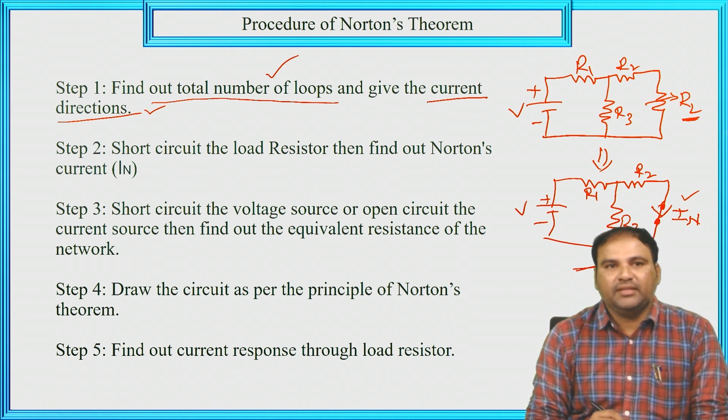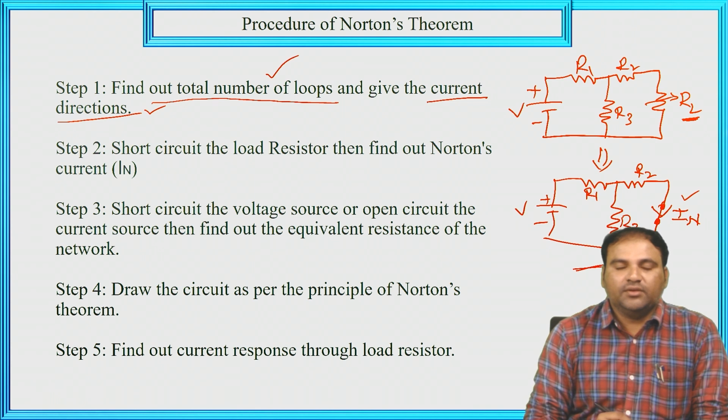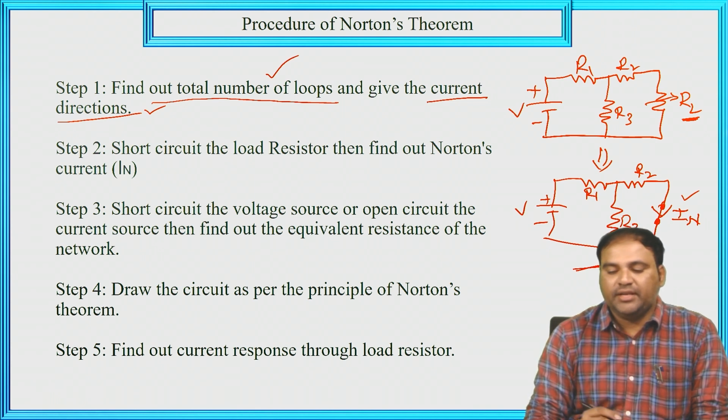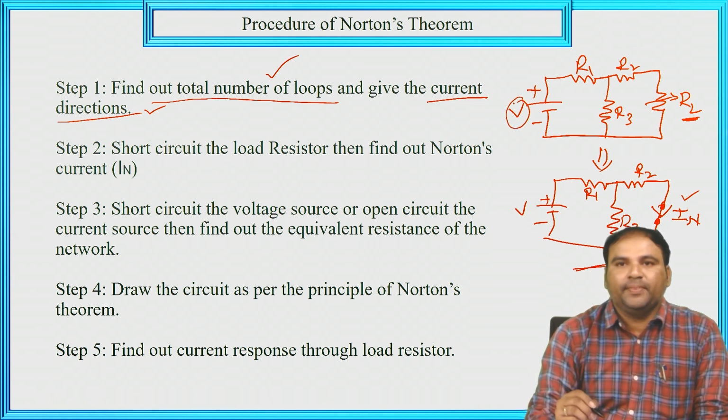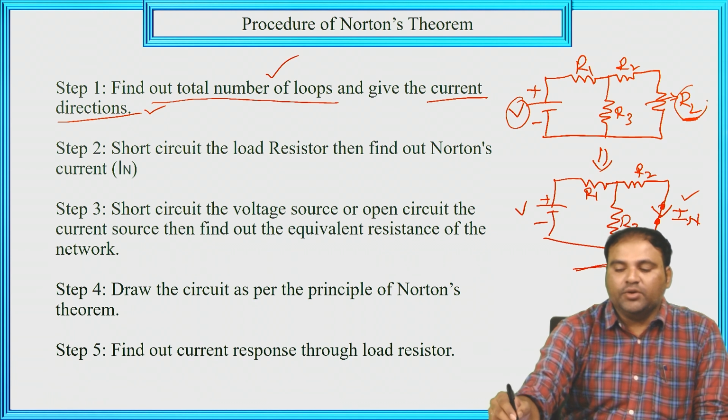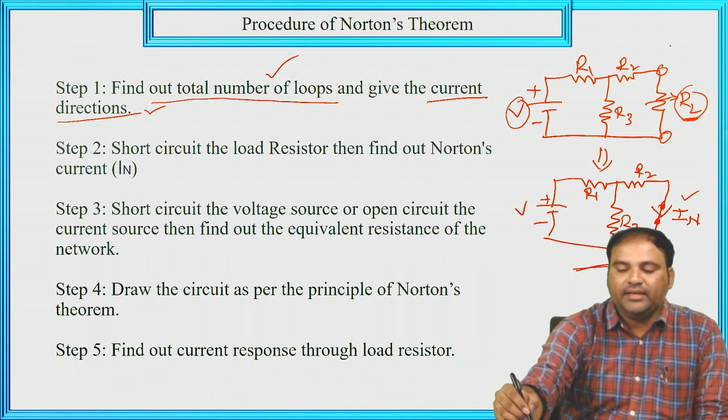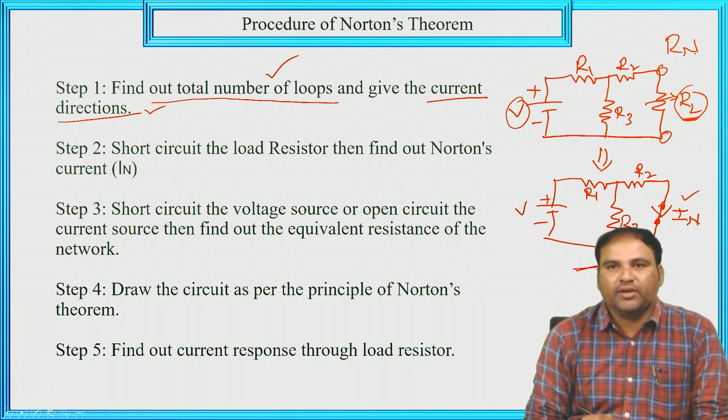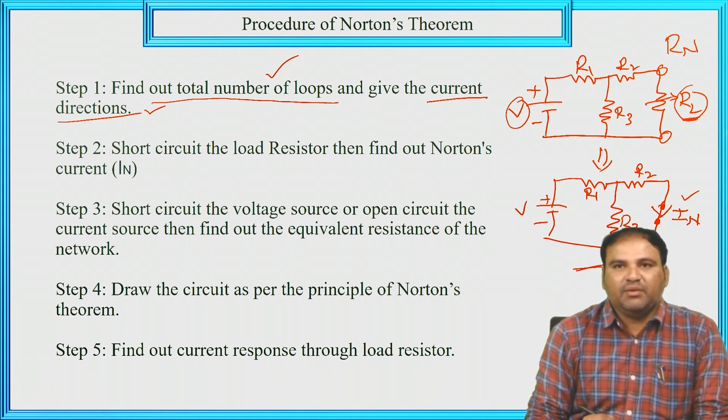Step number 3: we need to short circuit the voltage source and remove the load. Now across these two terminals, we need to calculate Norton's resistance, RN. So step number 3 is to short circuit the voltage source and remove the load resistor.